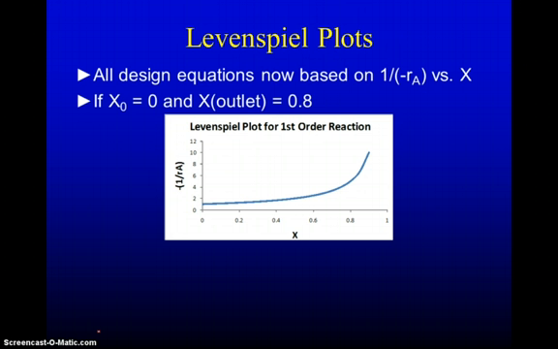Levenspiel plots are useful because they allow us to design either CSTRs or plug flow reactors. The way that they're written is 1 over the rate of consumption of the reference compound, species A in this case, versus the conversion of that same species. And so based on the design equations, if we're interested in x naught equal to 0 and the outlet conversion being 0.8, we can look at different types of reactors.